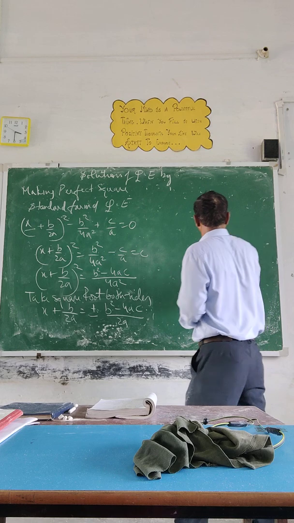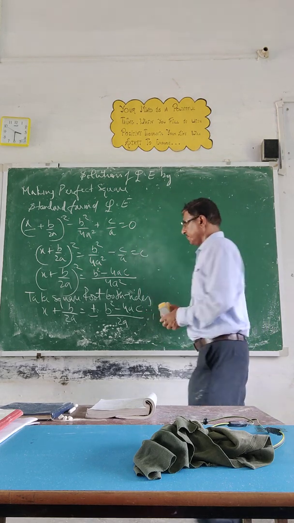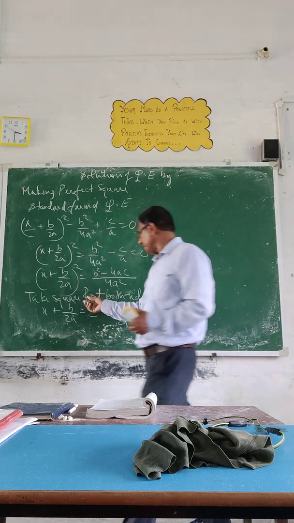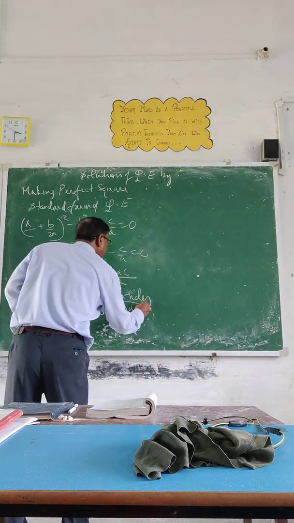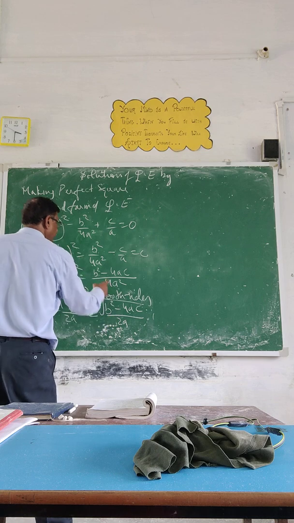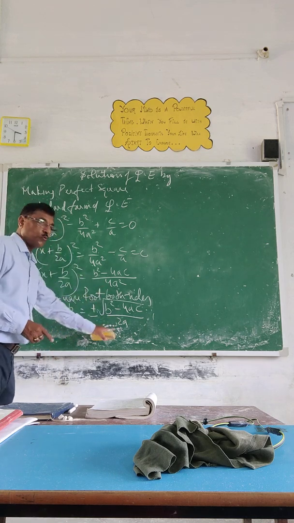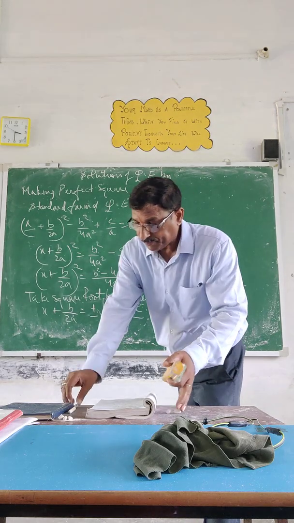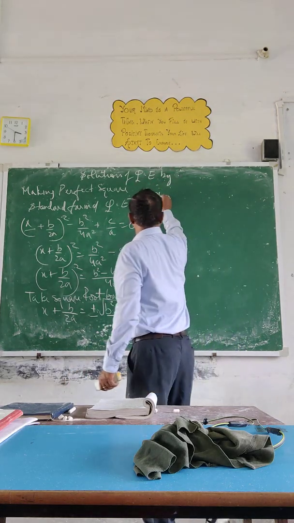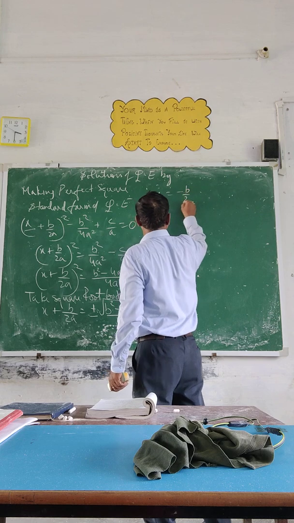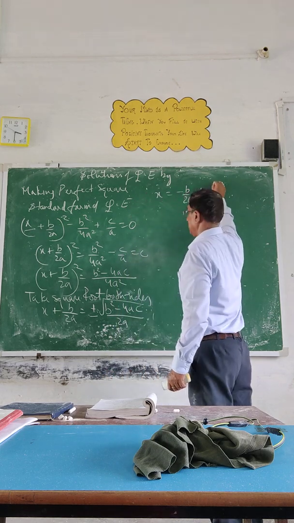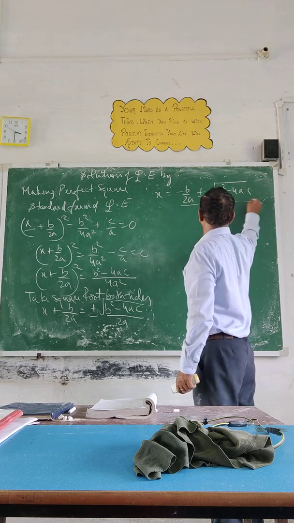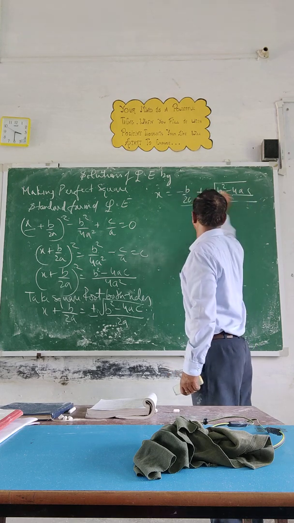So what will you get? Now you have got this. Okay. You have taken the square root. So here you will get the square root, and you have taken the square root this side. The square root of 4 is 2. Okay. Now shift this. What will you get? x equal to minus b upon 2a plus minus square root of b square minus 4ac upon 2a.